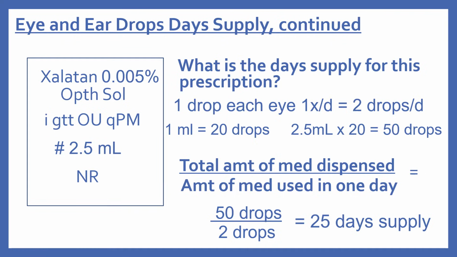And we know from our conversion equivalent that 1 milliliter equals 20 drops. So we simply take 2.5 milliliters and multiply it by 20 to find out how many drops are in the 2.5 milliliter package. That gives us a total of 50 drops. So now we're going to take our total amount of medication dispensed, divide it by the amount of medication used in one day. So 50 drops is how much is to be dispensed, divided by 2 drops. 50 divided by 2 gives us a 25-day supply.